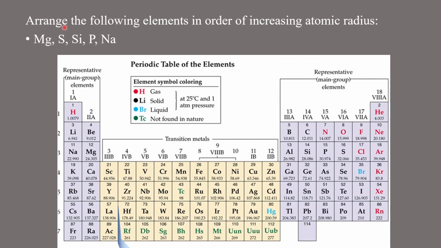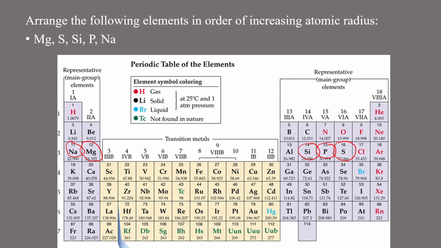So let's do some practice. Arrange the following elements in the order of increasing atomic radius. So the first thing we have to do is identify where these elements are in the periodic table. Okay, we have magnesium here, sulfur, silicon, phosphorus, and sodium.